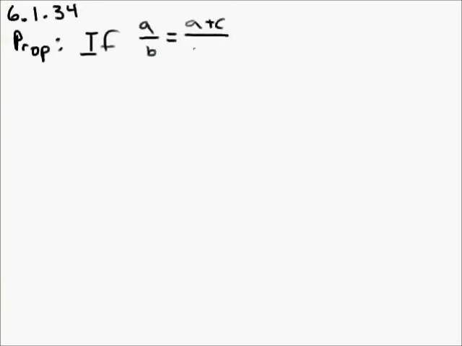The next example is a little bit different. We're going to take a look at number 34. Proposition: there is another proof. If A divided by B is equal to A plus C divided by B plus D, then A divided by B is equal to C divided by D. Proof.